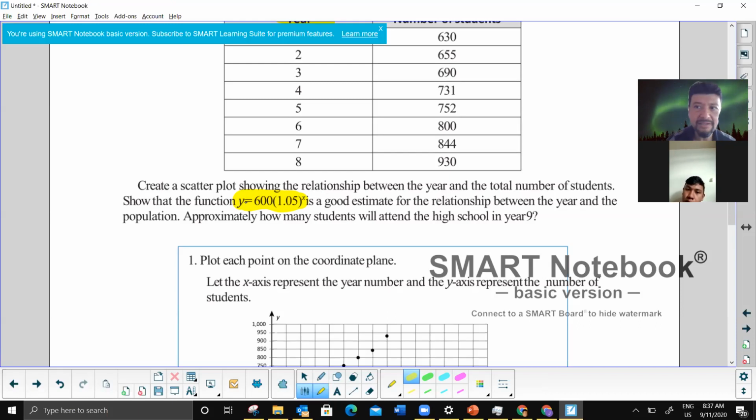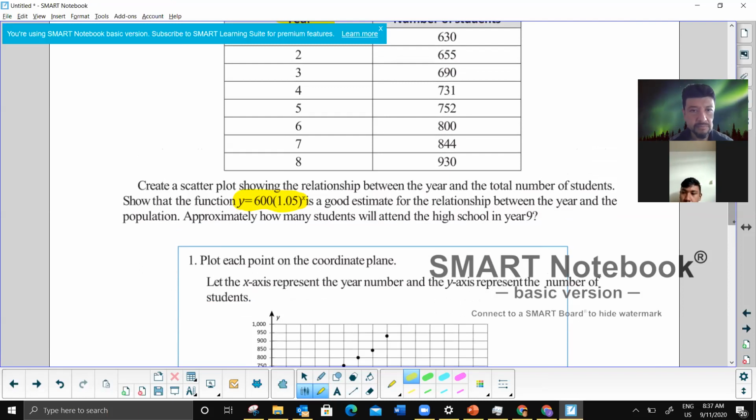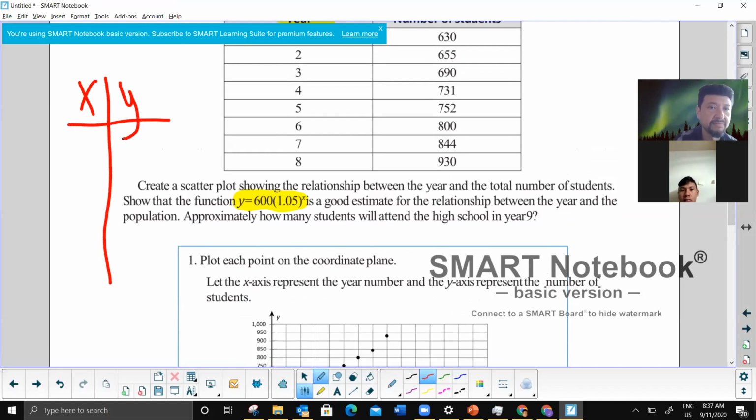For those that are watching right now, note that all that's happening is this: if I made an x and y table based off this, Marcus, how would it look? What would I start with? You would start at 1. Oh, 0. I start at 0, right? So 600, that x is 0 now. So 600 times 1.05 raised to the power of 0 is 1. So you'll start at 600.